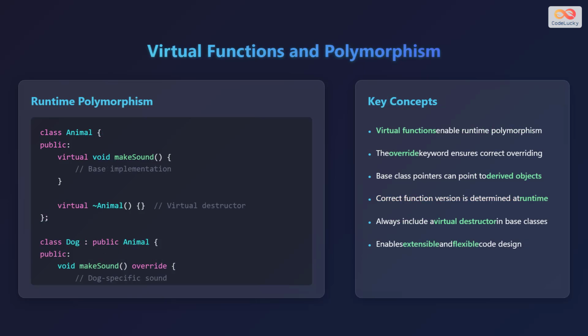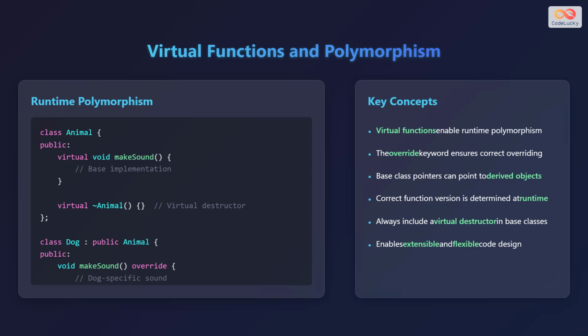Here's how virtual functions enable runtime polymorphism. The animal class has a virtual function makeSound and a virtual destructor. The dog class inherits from animal and overrides the makeSound function with a dog-specific sound. The animal sound function takes an animal pointer as input and calls the makeSound function on it.